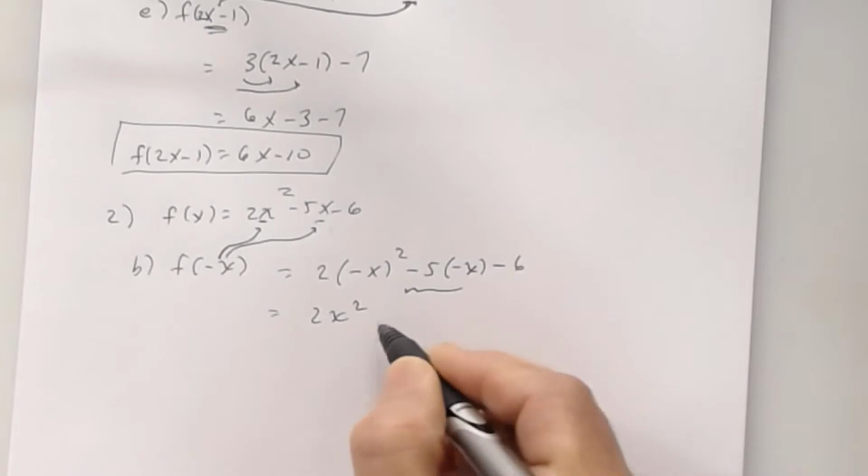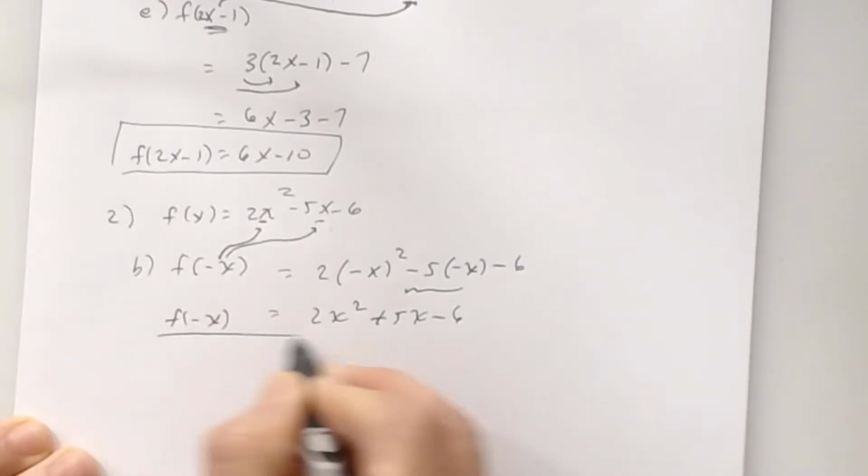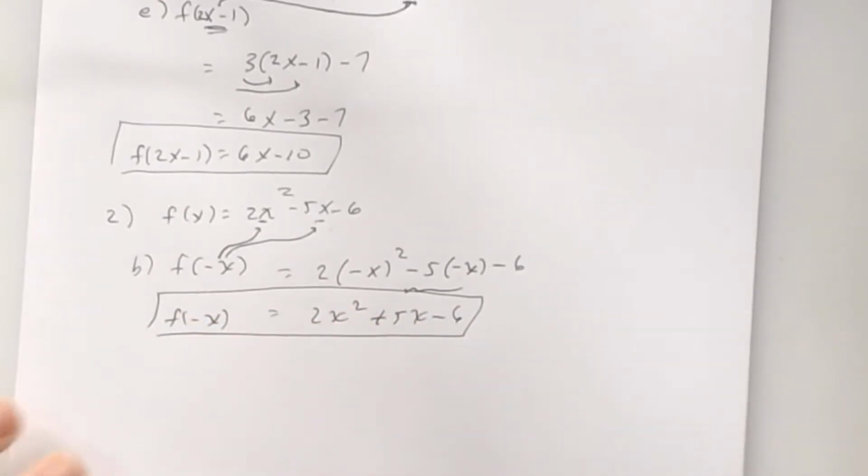What's negative 5 times negative x? Positive 5x, and then minus 6. So that is f of negative x. That's what you write. So f of negative x is 2x squared plus 5x minus 6.